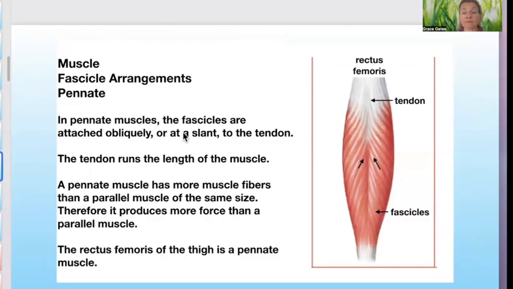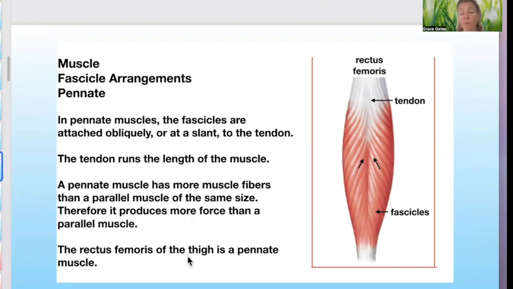In pennate muscles, the fascicles are attached obliquely, or at a slant, to the tendon. The tendon runs the length of the muscle. A pennate muscle has more muscle fibers than a parallel muscle of the same size. Therefore, it produces more force than a parallel muscle.